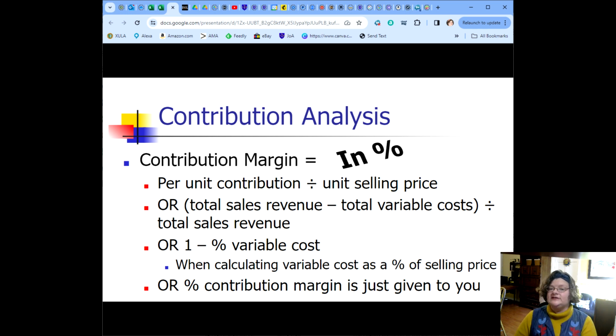Sometimes you know the percentage of the variable cost, so you can go 1 minus your percent of the variable cost in order to estimate your contribution. Sometimes you just know the percentage contribution margin. Frequently a business will have that as a regular item, and so you'll encounter many problems where you're given a percent contribution margin, and because these numbers are very familiar to people, business professionals can glance at a percentage contribution and they can instantly have a feel for all kinds of factors about the business.